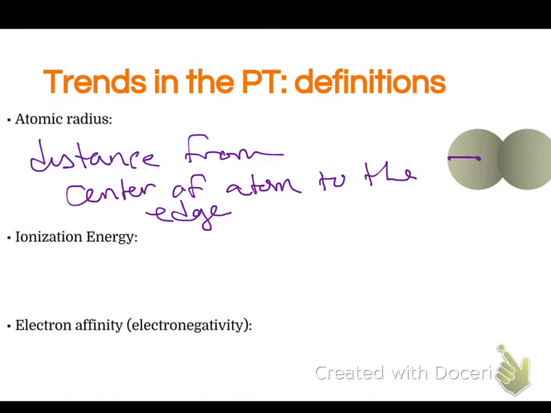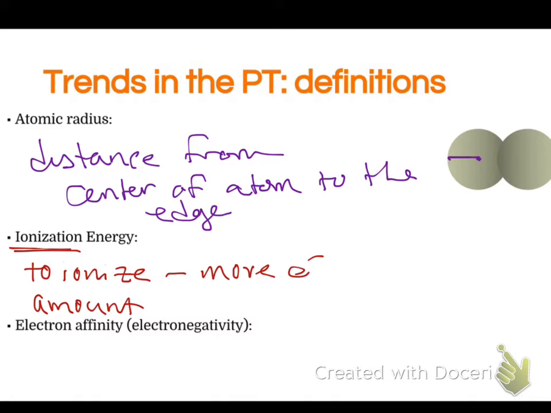Okay, we also need to define ionization energy. So the word ionization means to ionize. And ionize means move electrons. So ionization energy is literally the amount of energy to remove an electron.